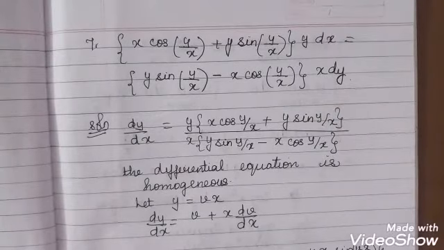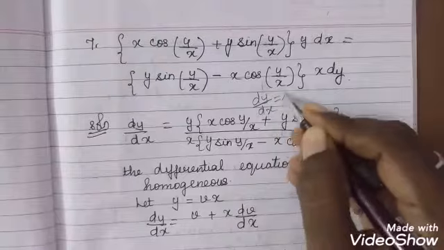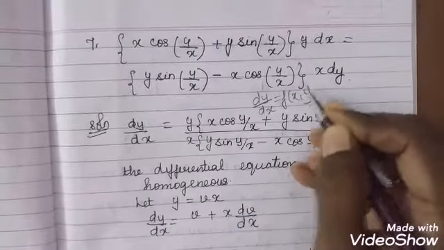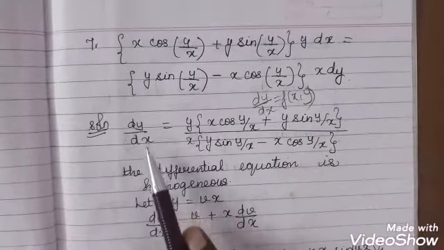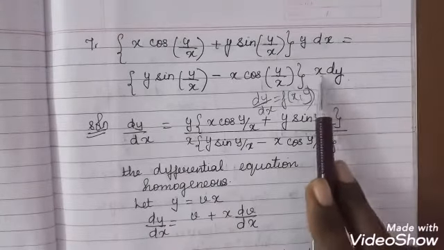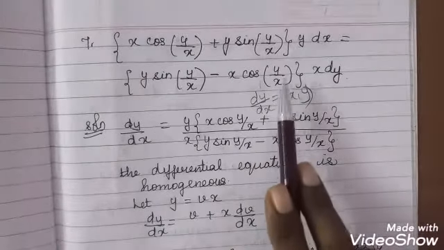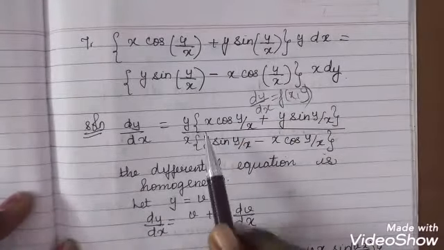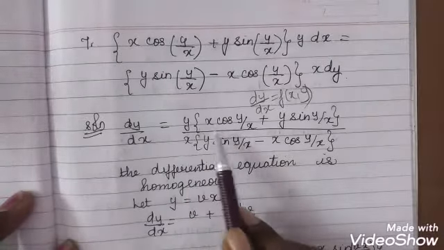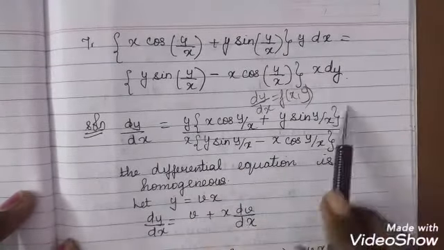Okay, so the first step is to write it as dy by dx is equal to f of x comma y. Your dy by dx is equal to, when it is dy by dx, this goes to the numerator and this is in the denominator, and this is in the numerator. So I will write it as y into x cos of y by x plus y into sin of y by x divided by x into y sin of y by x minus x into cos of y by x.